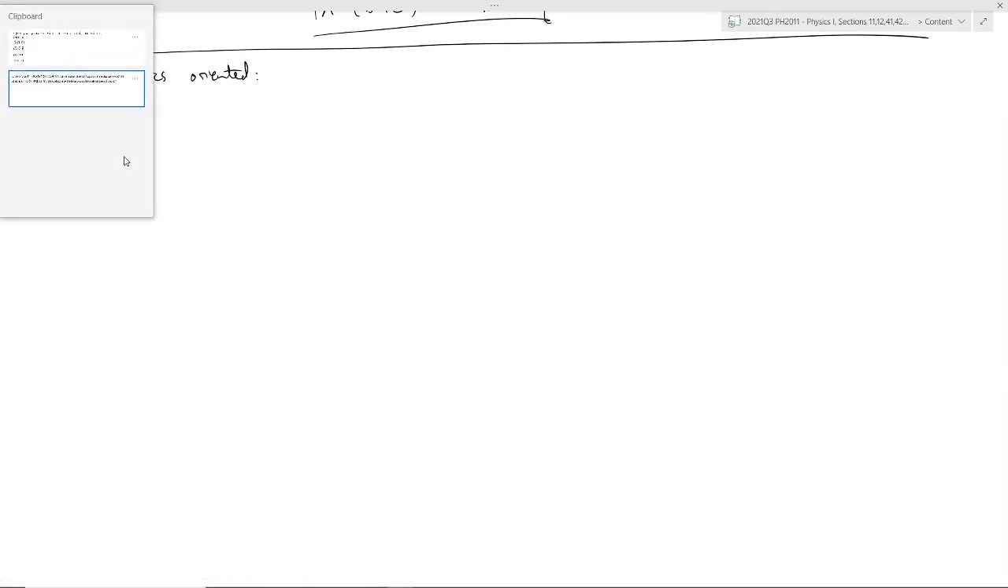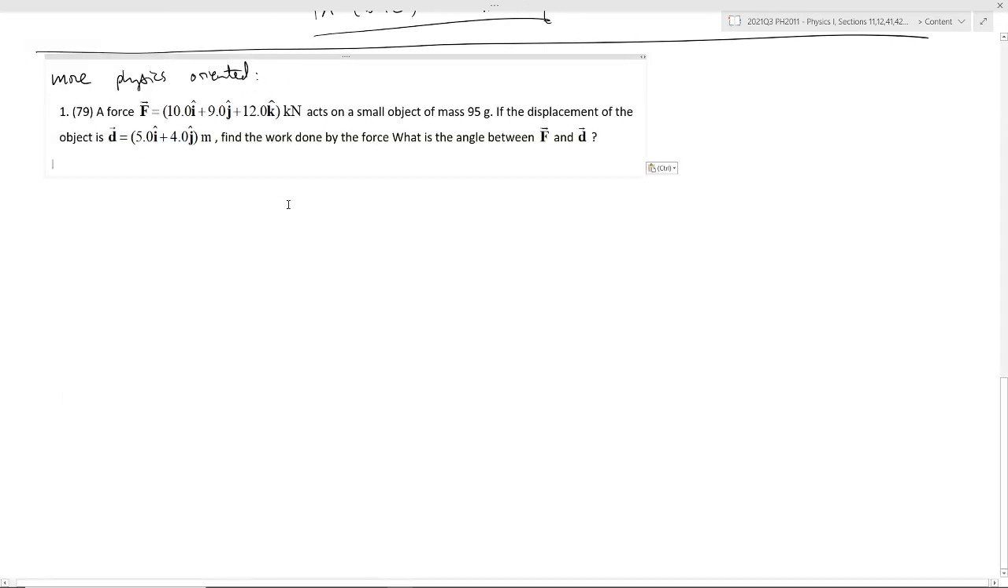So in terms of a problem, let's check this one out. We have a net force given by the following expression with components in i, j, and k, in kilonewtons, and it's going to act on a small object of mass 95 grams. And the displacement of the object is d equals 5 i hat plus 4 j hat. And we want to find the work done by the force. And we also want to find the angle between the force and the displacement.